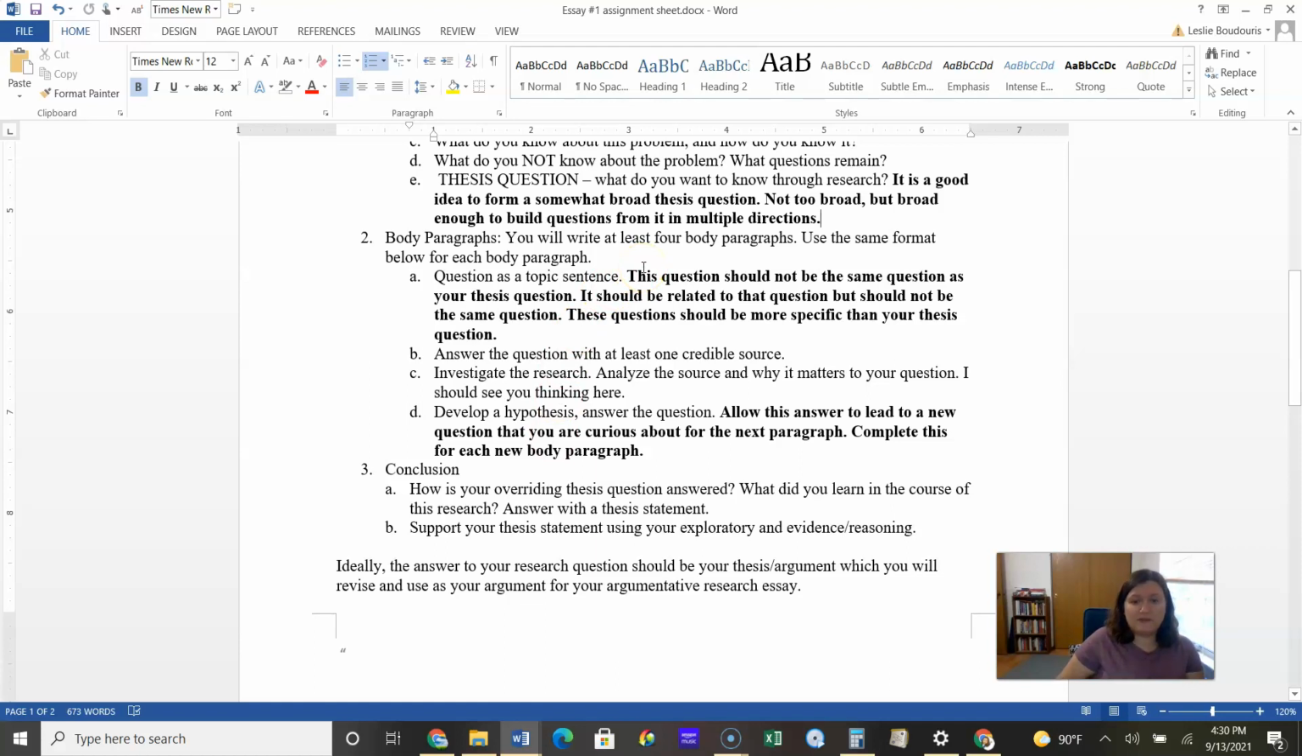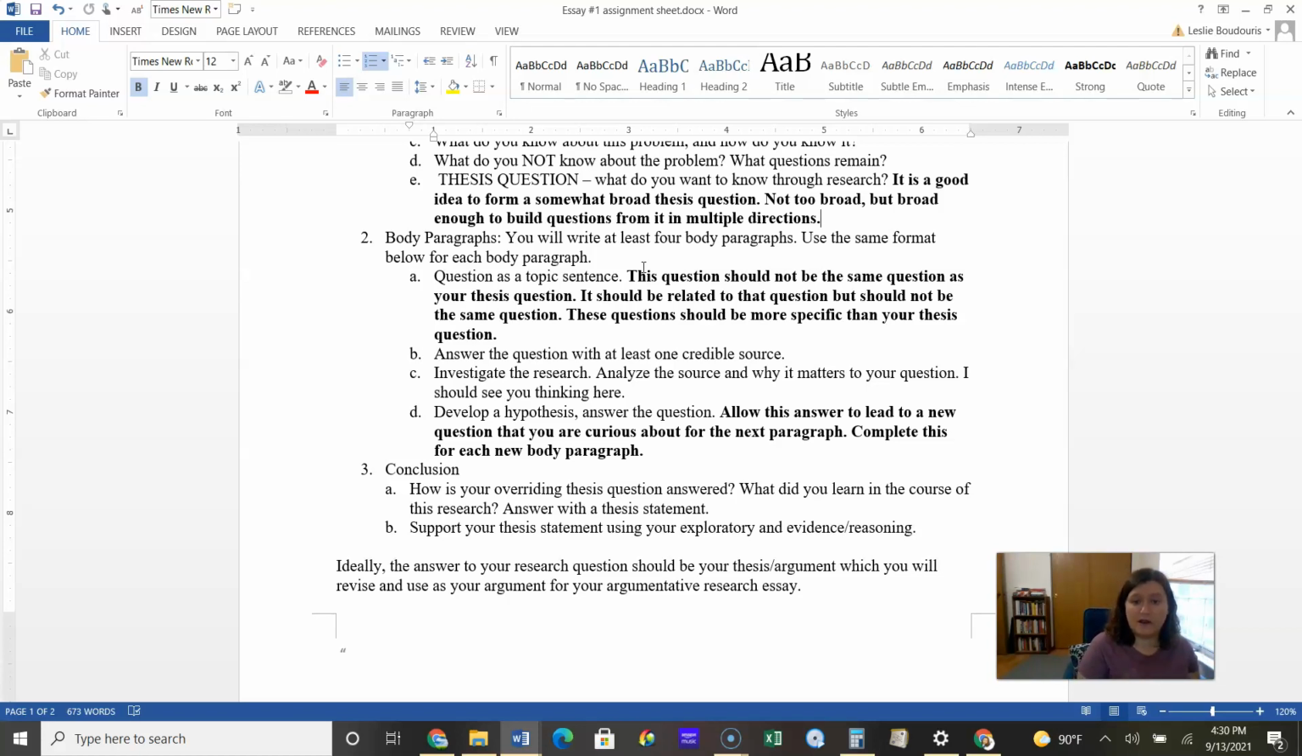This question should not be the same as your thesis question, but you should start with: what do I want to know? What question can you ask that's going to be researchable, that you can find an answer to, and that is related to your question? So don't write your thesis question about climate change and all of a sudden start talking about cats being declawed. That's going to be completely irrelevant. Make it something that's going to help you research and analyze and ultimately answer that thesis question.